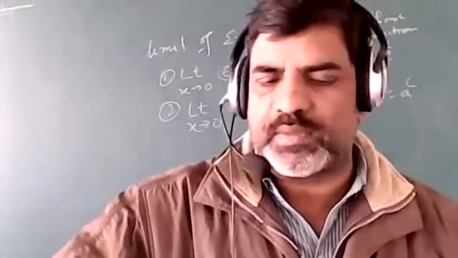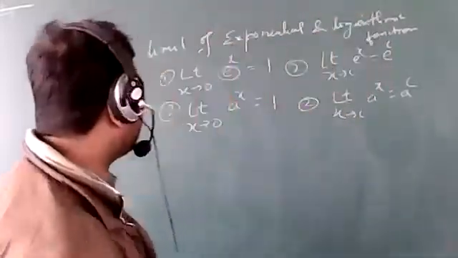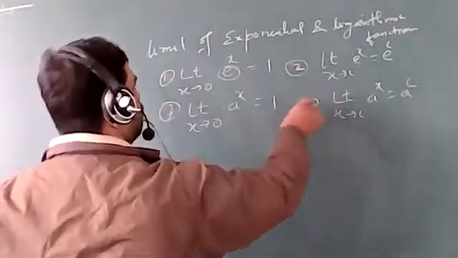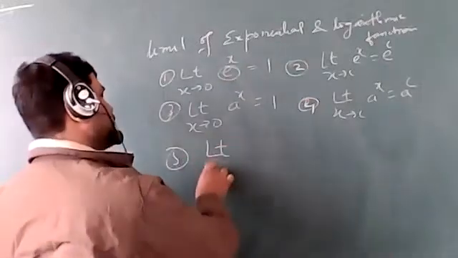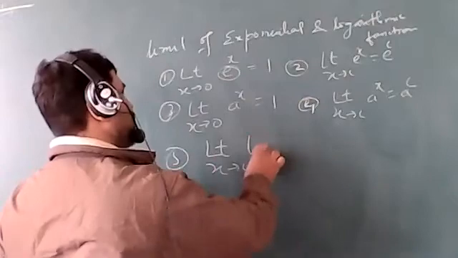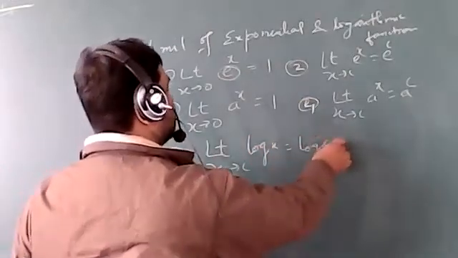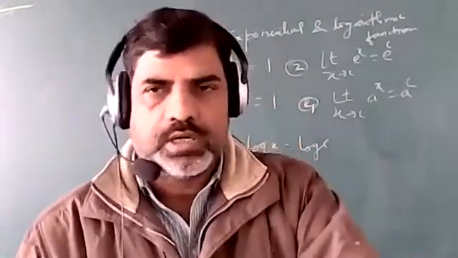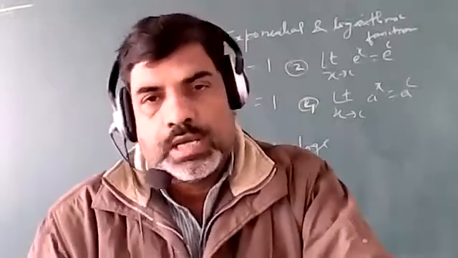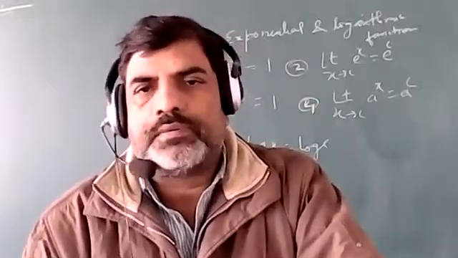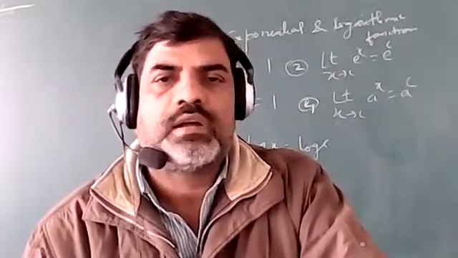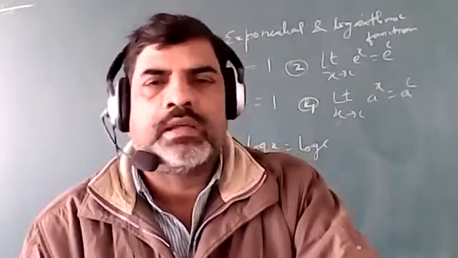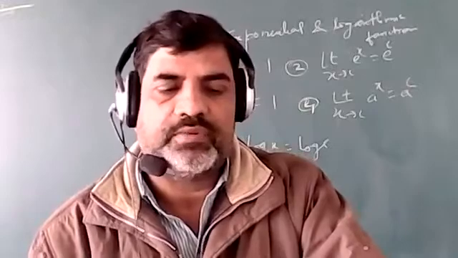Limit x tending to c, log x becomes log c. Keep in mind, c should always be a positive number. C cannot be 0. That is why I did not write limit x tending to 0 of log x, because log of 0 and of a negative number is not defined. Log is defined only for positive numbers, so here the value of c must be positive.